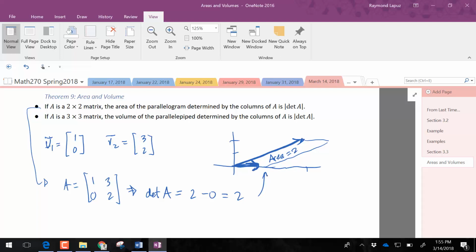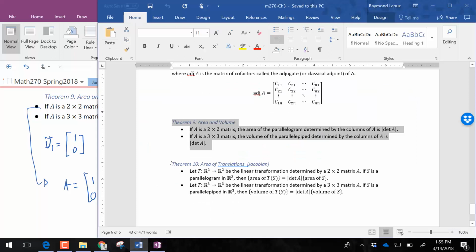Now, for a 3 by 3 example, if you've taken Calc 3, that was one of the cross product applications. Aside from figuring out the determinant of a 3 by 3 matrix with the i, j, k, you can figure out the determinant of a 3 by 3 matrix of 3 vectors, and you actually will find the volume of the parallelepiped. So one more theorem in this section.